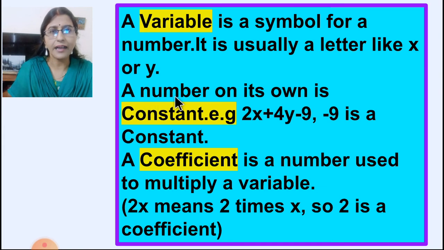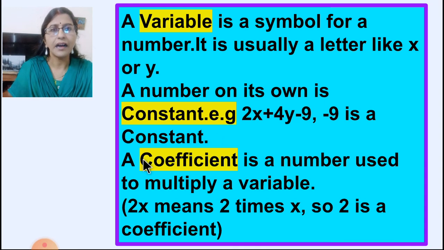Now next, a number on its own is a constant. Like in this example, 2x plus 4y minus 9. This is an expression. Here you see minus 9 which does not have any variable. So this is a constant. Its value always remains the same. That's why it is called a constant.